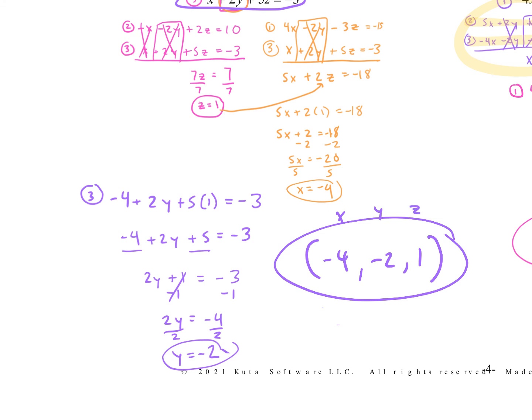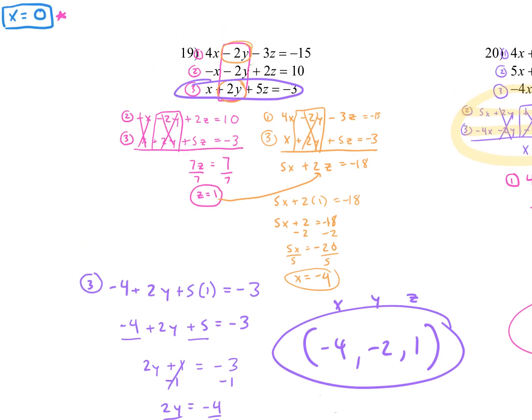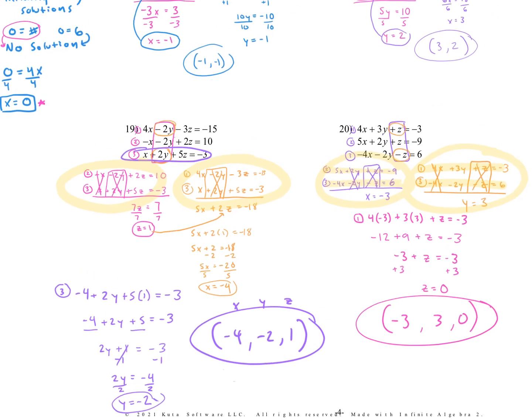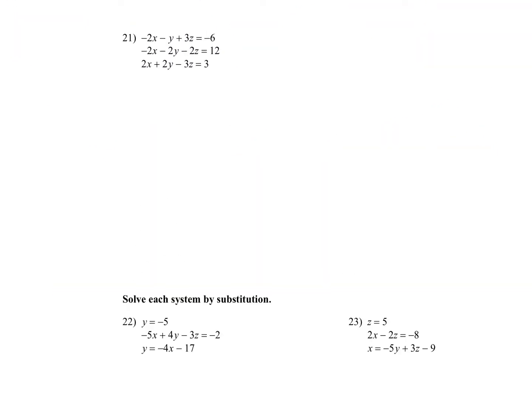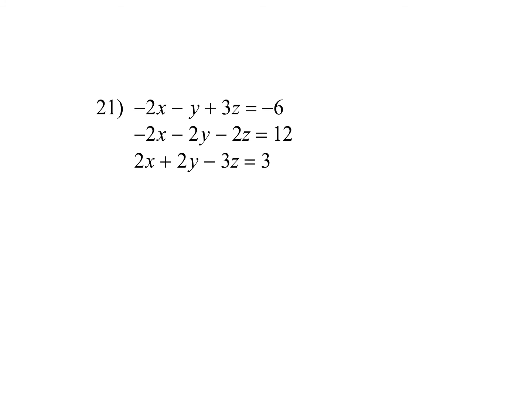X, y, z. So remember, you have to do this step twice. Before you can plug in anything, you have to do that twice. So combine two equations, combine two equations. That is a must. Have to do it twice. So 21 is the same stuff.